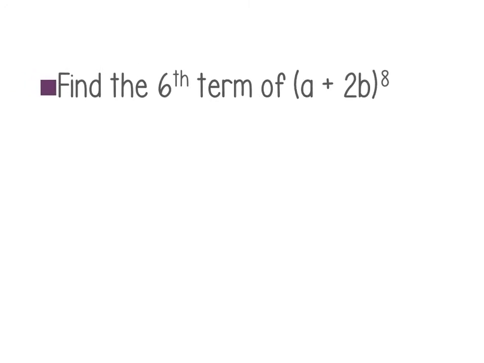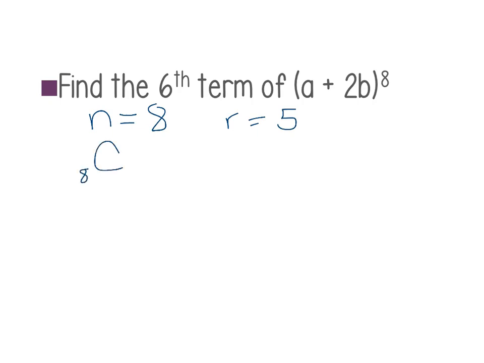Sixth term of a plus 2b to the eighth. What is n? N is 8. If it's the sixth term, what is r? 5. So I am doing C8, 5. A, and the exponent on the first one is what? N minus r, right? So 8 minus 5, which is 3. And the second one, which is 2b, is r, which is 5.